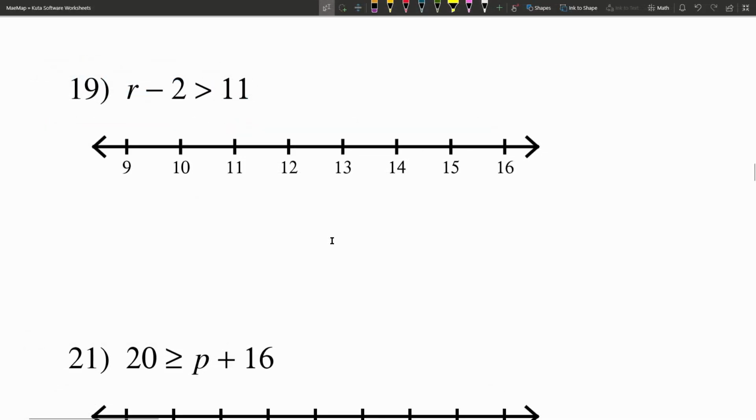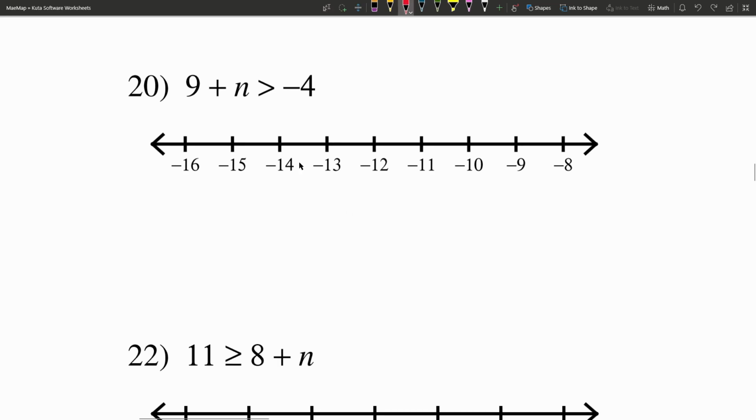Moving right along to number 19, simply add 2 to both sides to get that r is greater than 13. Circling that 13 and then shading everything to the right since r is values greater than 13, which would be 14, 15, 16, 99, 15.5, and so on.